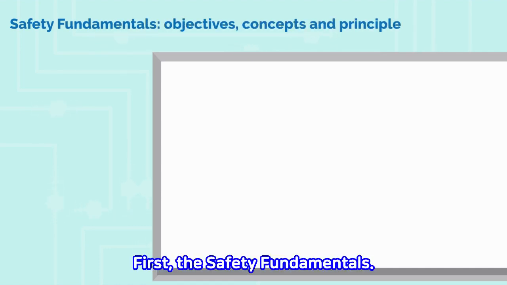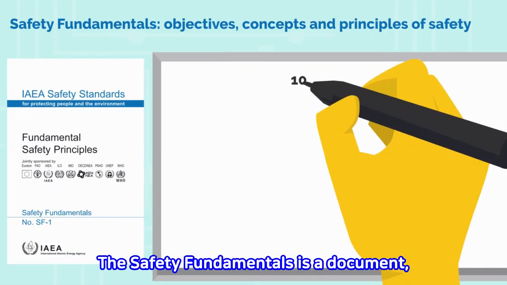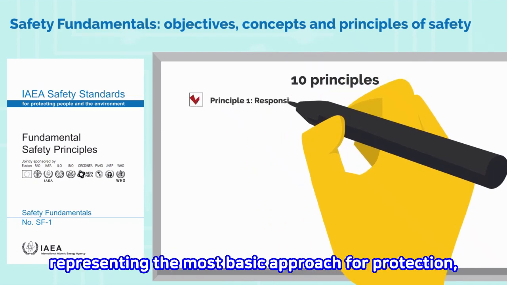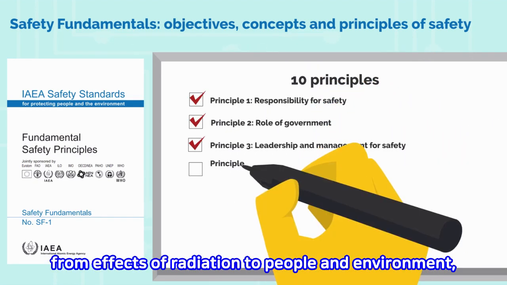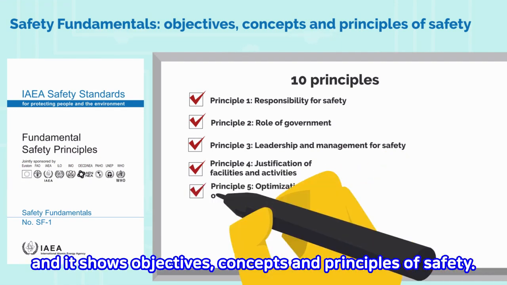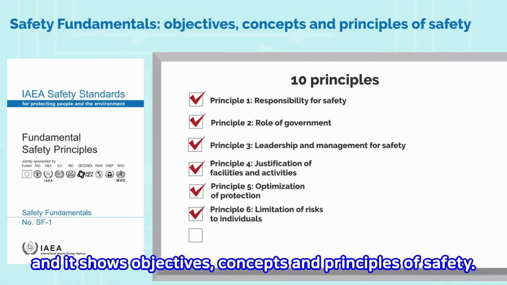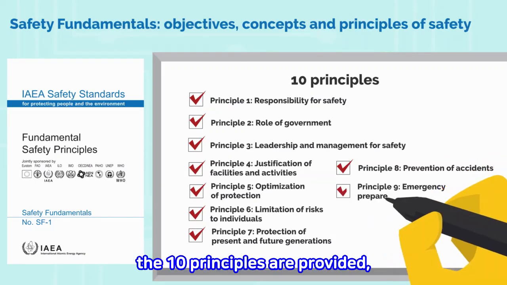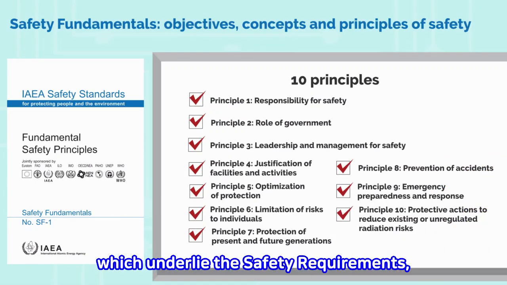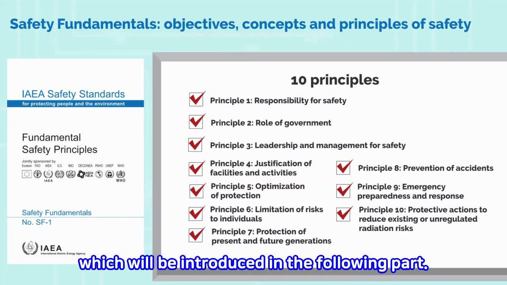First, the safety fundamentals. The safety fundamentals is a document representing the most basic approach for protection from effects of radiation to people and environment, and it shows objectives, concepts, and principles of safety. In the safety fundamentals, the 10 principles are provided, which underlie the safety requirements, which will be introduced in the following part.